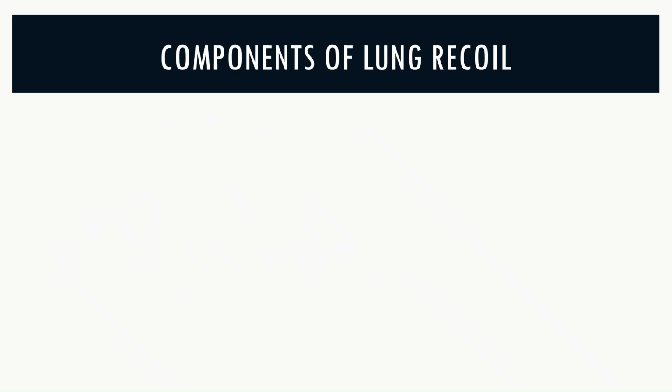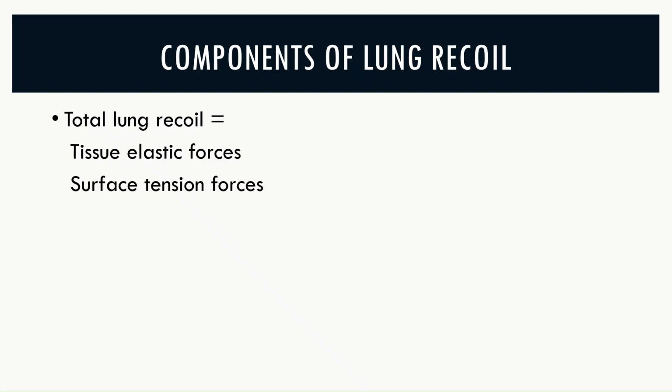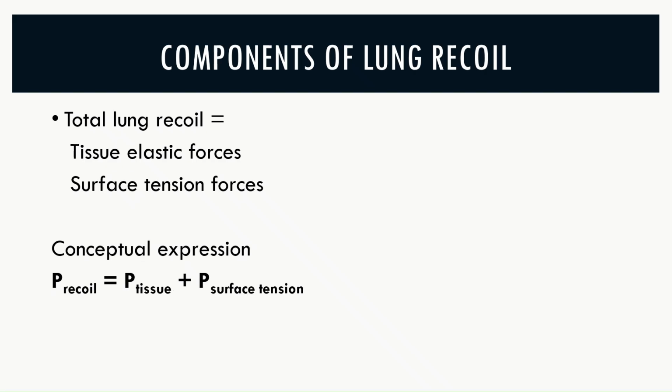Components of lung recoil. The total recoil of lung is the sum of two major components: elastic forces of connective tissue and surface tension at liquid interface inside alveoli.